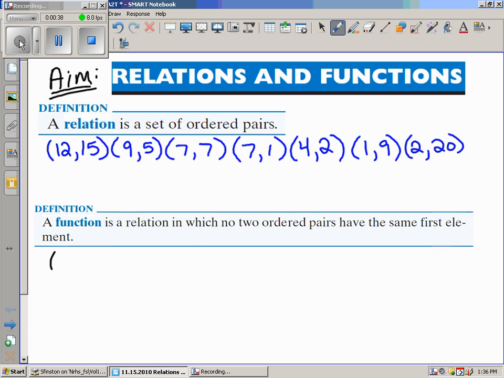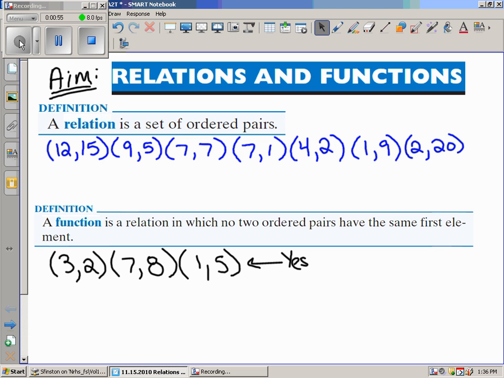Okay, 3, 2. What else? 7, 8. One more. 1, 5. Yeah, these guys together create a function. Yes, this guy's a function because all the x coordinates are different. Let's also take that down.